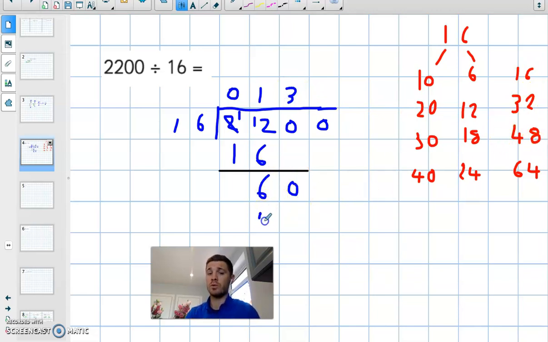So what I do is I put that 48 below the 60, and I take it away, just as I did before in my last step. So 0 take away 8, well I can't do, so I need to borrow from next door.